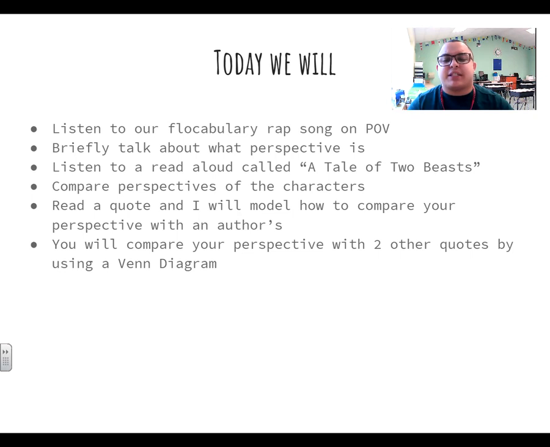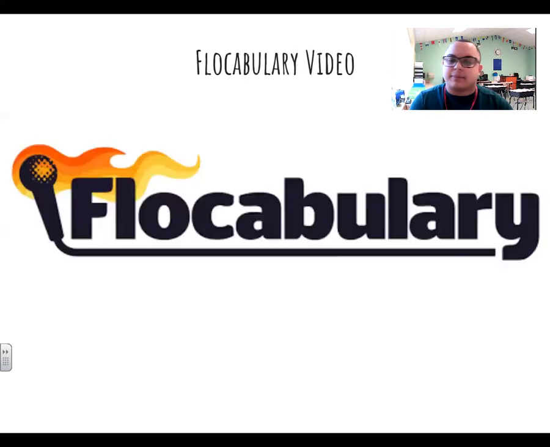We're going to compare some perspectives of the characters in this story, and then I'm going to model how to do your assignment today. You're going to read a quote, and I'm going to model how to compare your perspective to whatever the author is saying. Then you're going to compare your perspective with two other quotes by using a Venn diagram. It sounds like a lot, but it's going to be good.